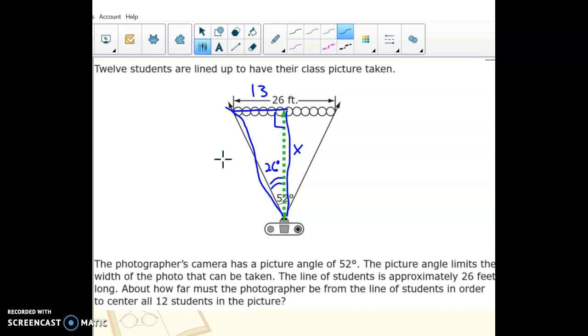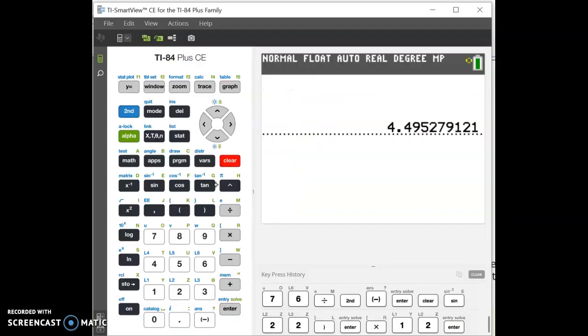So again, is it sine, cos, or tan? Here's our angle, and we have opposite and adjacent. So this would be a tan question. We would say the tan ratio for a 26-degree angle, because remember, this is the angle in the half triangle, which is the right triangle, is opposite 13 over adjacent x, and then we just have to solve that. So tan 26.